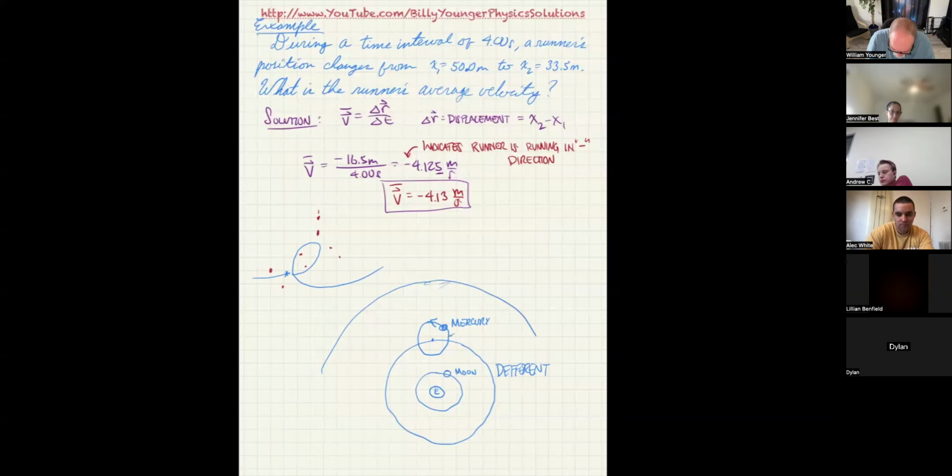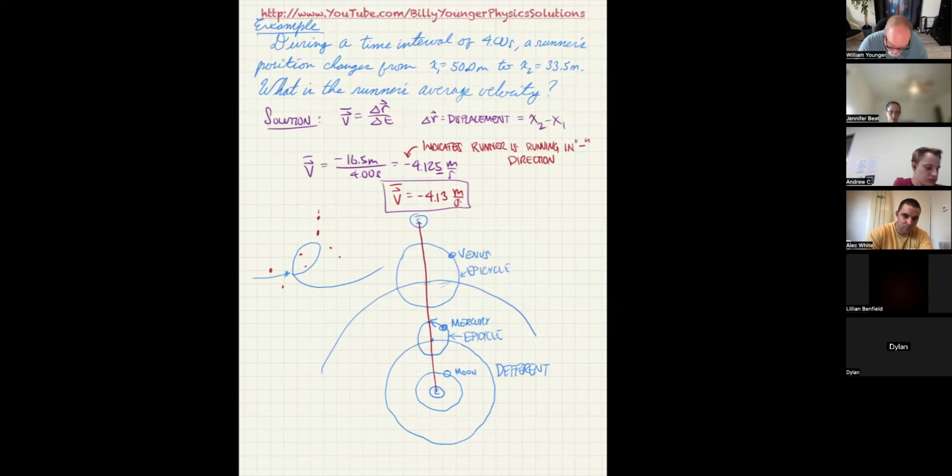And this one's the epicycle. And then they made another epicycle for Venus. And then the sun was out here. And what they did is they imagined a line coming from the center of the sun to the center of the earth, and the center of the epicycle for Mercury and the center of the epicycle for Venus always had to be on that line. And that was the way they accounted for that loop.